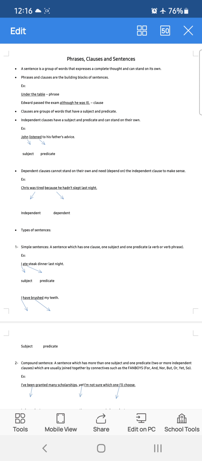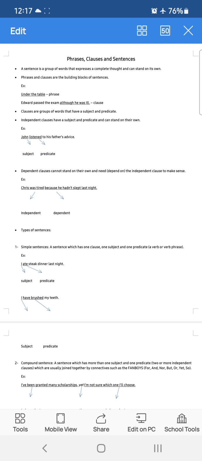Clauses are a group of words that have a subject and a predicate. Okay? What does that mean? What is a predicate? Now we know what our subject is. It is the person or the place or the thing that has done the action or what is being talked about in the sentence. Now your predicate is the rest of your sentence that starts with your verb. The predicate starts with the verb. Okay, that tells you what is being told about the subject.